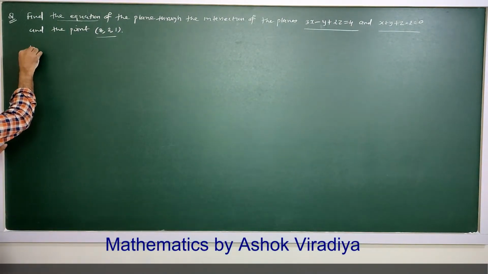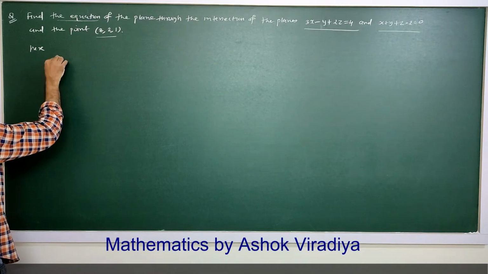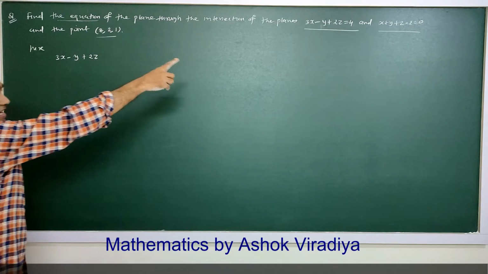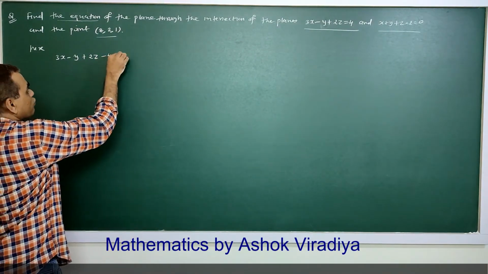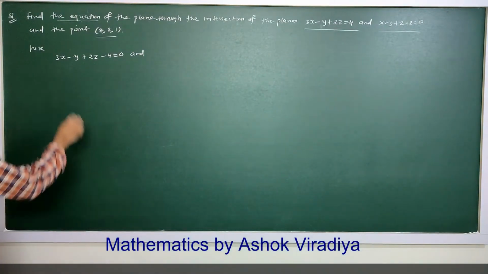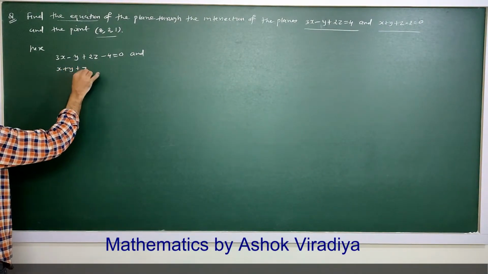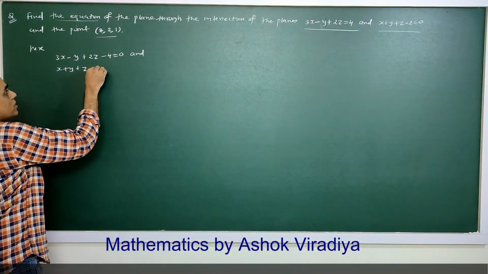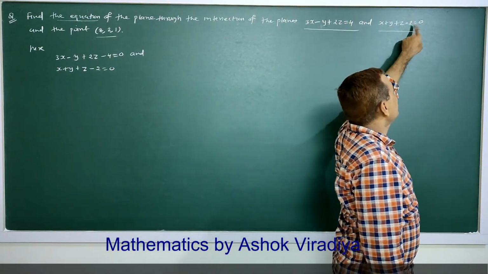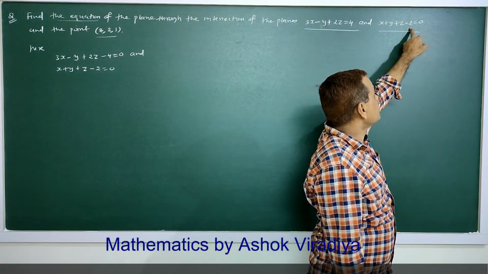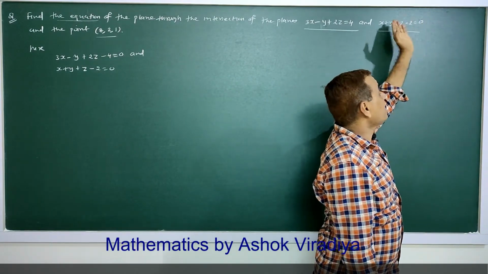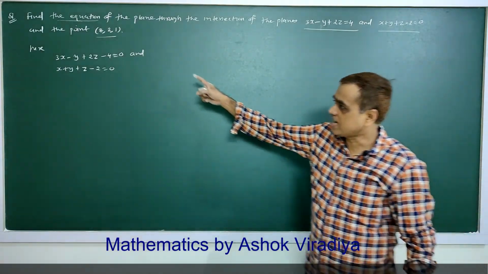So the given planes: the first plane is 3x minus y plus 2z, constant taken on the left side, minus 4 equal to 0, and the second plane is x plus y plus z minus 2 equal to 0. Always take the constant on the left side. Here the constant is already on the left side. This is 0. Otherwise, if the RHS is non-zero, take it on the left side. So in both equations, the RHS must be 0.